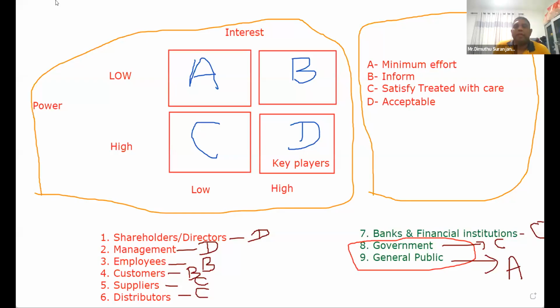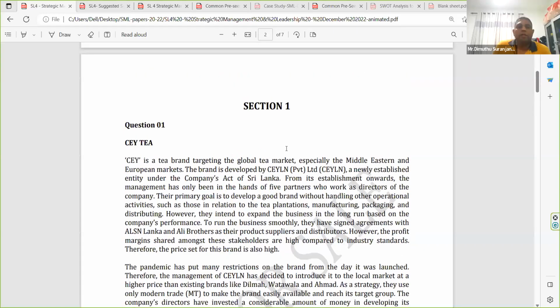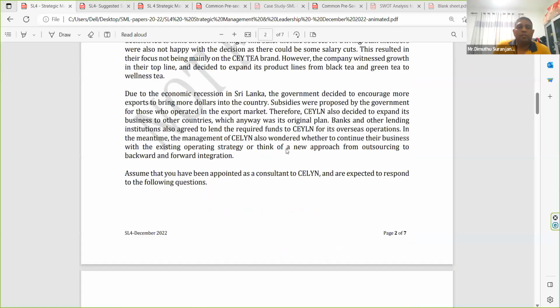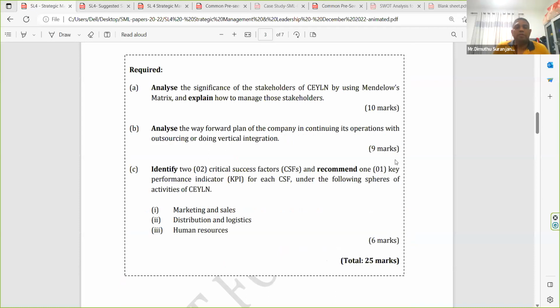A should be minimum effort, B inform, C is satisfy and treated with care, D acceptable. Those are the 4 you have to write. Then we'll look at the B part of the questions.